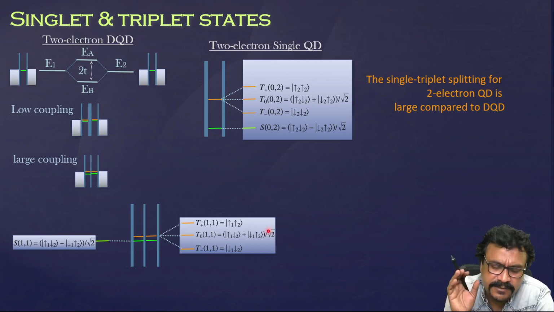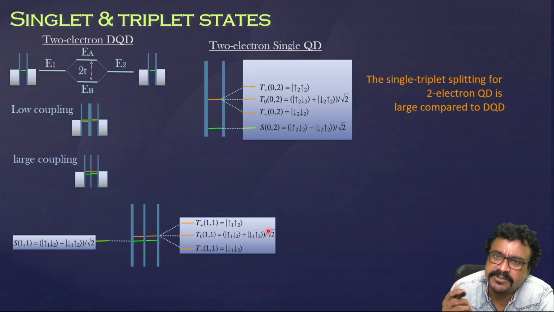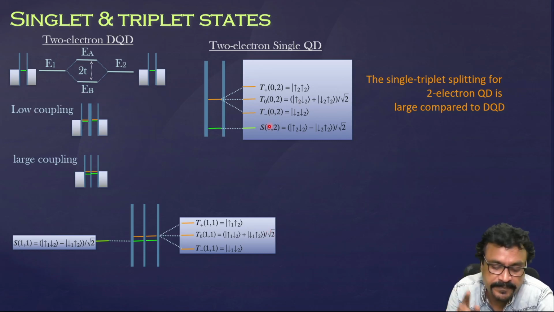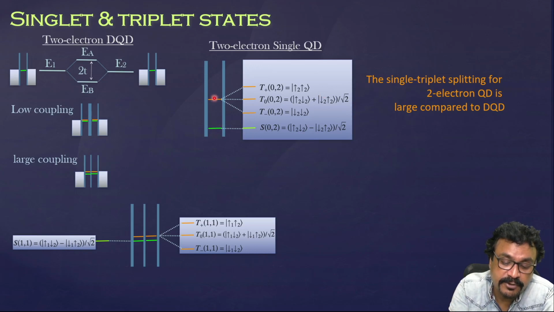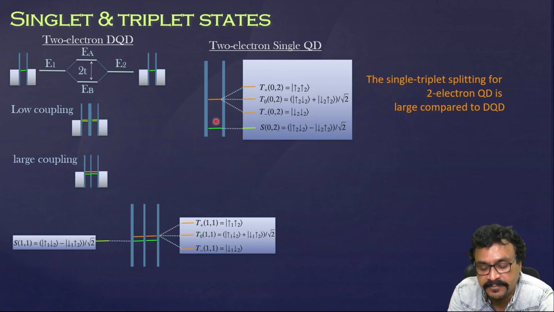Let us look briefly at the singlet-triplet states of a single dot. That means you have 2 electrons, but 1 dot. So, the singlet state is this one, and the triplet state is this. Singlet means both electrons will be in the lowest orbital, but with up and down spin states. When the second electron goes to the next orbital, you can have up up, down down, or down up plus up down.